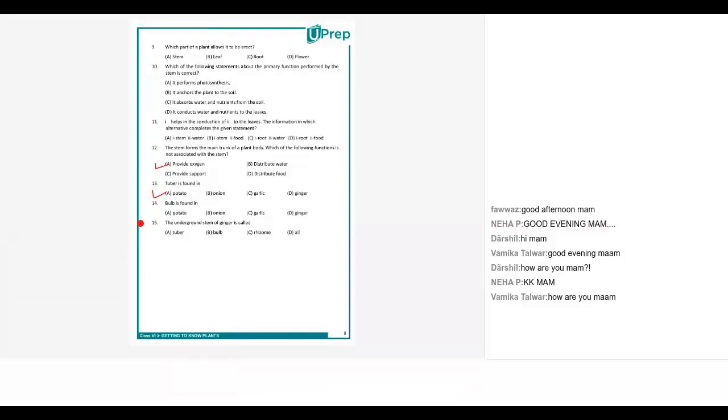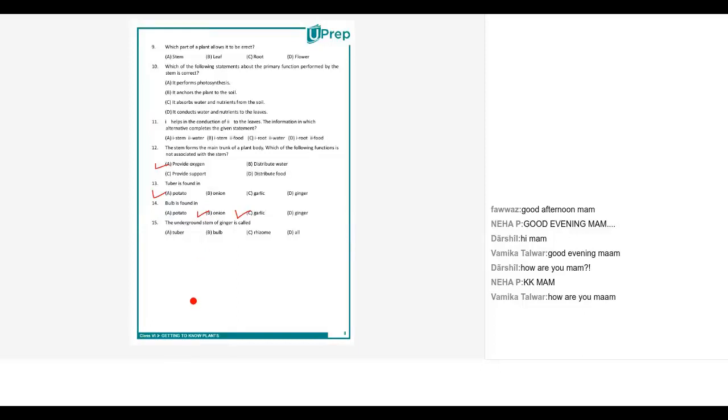Bulb is found in? Ma'am, I think it's garlic, right? No, bulb is found in onion. This is a classic example. Onion. Ma'am, but I asked you that. Garlic is also a bulb. That is true. Ma'am, for the exam, what will be right? You write onion. If they ask for one option, you go for onion. Okay, ma'am. Okay? Yeah. Okay.